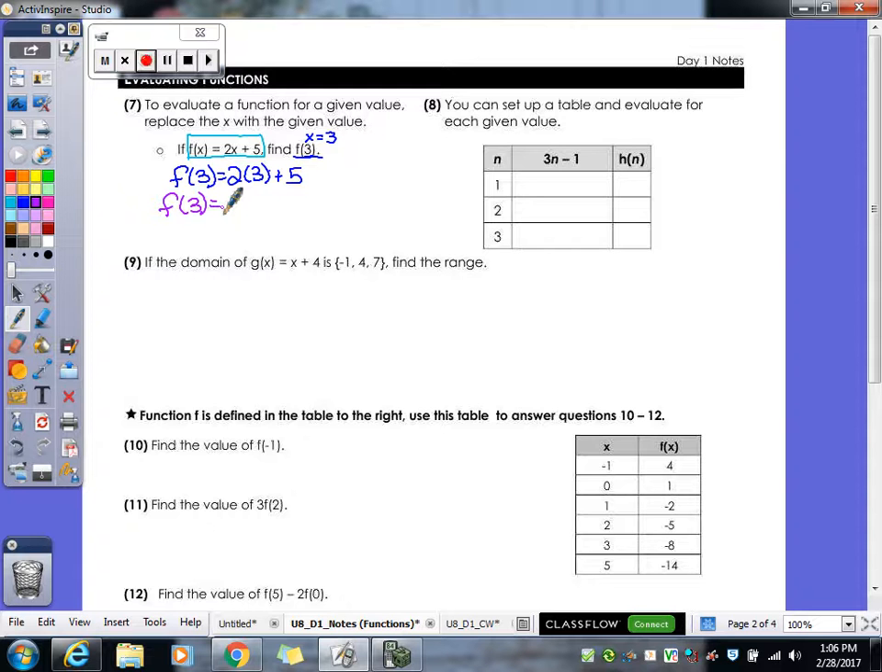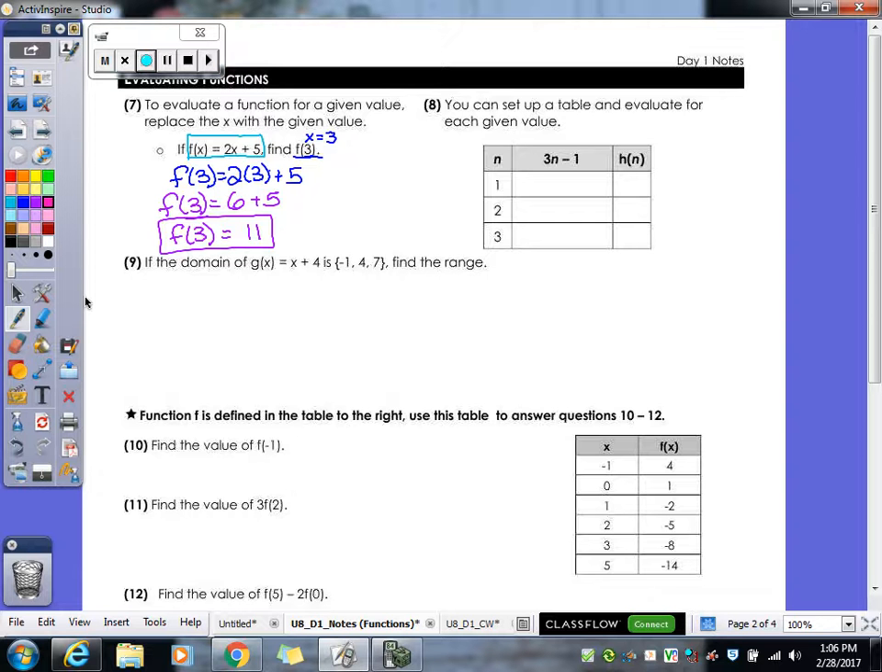So let's figure this out. So what do we get when we do 2 times 3? 6. And then 6 plus 5? 11. So f of 3 equals 11. So again, whatever number's in the parentheses, you plug that in for your x.